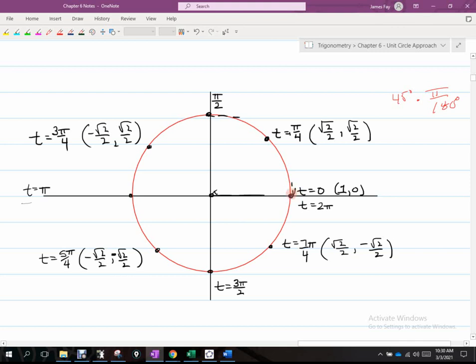T is measured from the positive x-axis, from this point right here. It's that distance along that arc. So this distance here would be pi over 2. Yes, circle of radius 1, that's only true for that. But we're going to extend that here in a moment and hopefully make a comparison of why we use this circle.